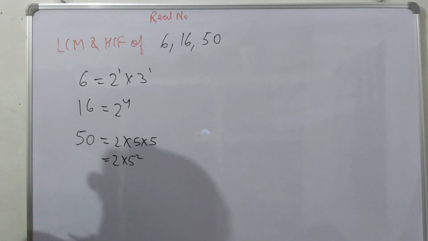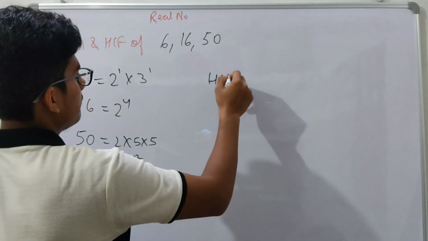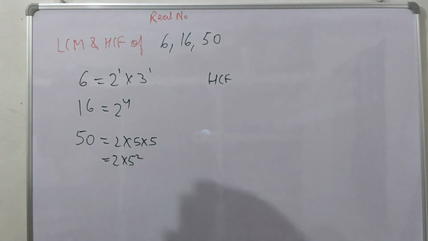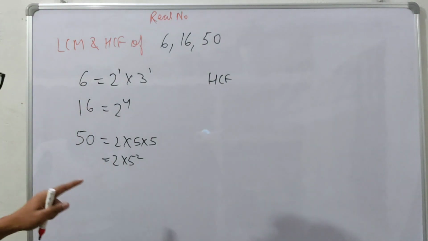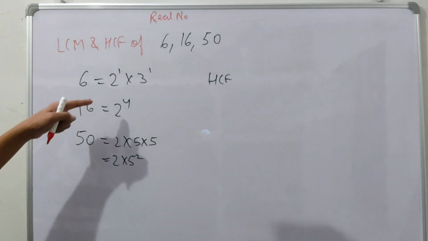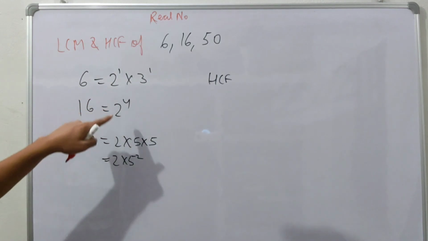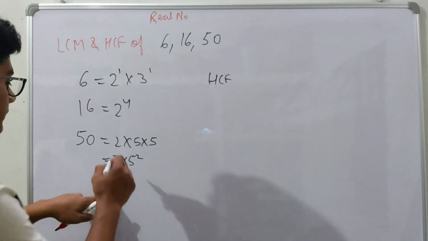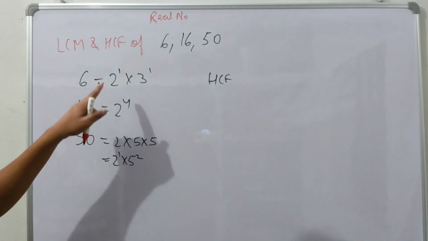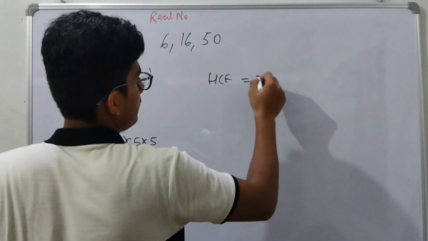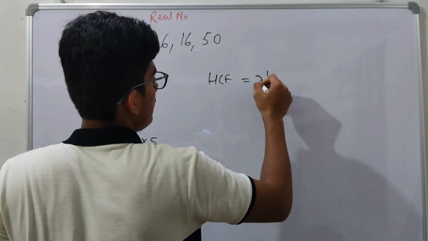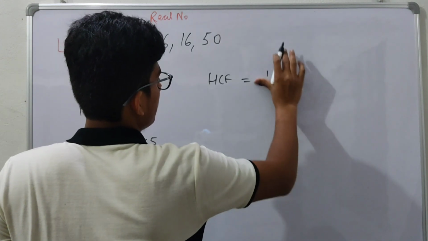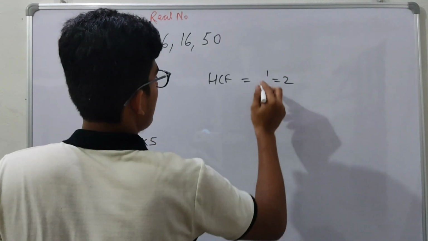Now we have to find HCF of all three numbers. So what is common in these three numbers? It is 2 to the power 1, 2 to the power 4 and 2 to the power 1. So you can clearly say that 2 to the power 1 is common in all three numbers. So the highest common factor is 2 to the power 1, equal to 2.